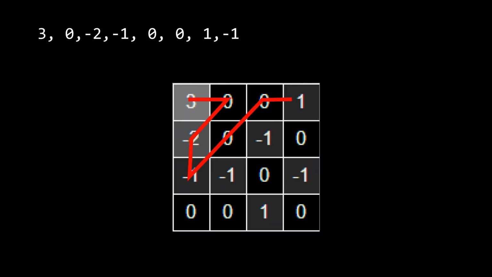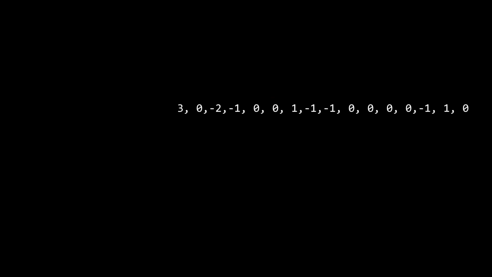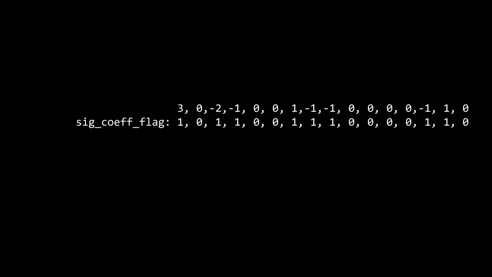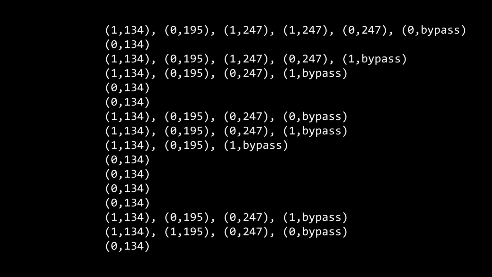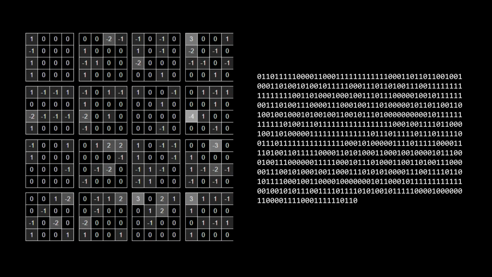In summary, for each coefficient, we peel back the information in carefully ordered layers. Is it non-zero? Is it the last one? What sign? Each of these decisions is encoded with either CABAC or without CABAC, depending on how predictable it is. The result is a remarkably compact and efficient representation.